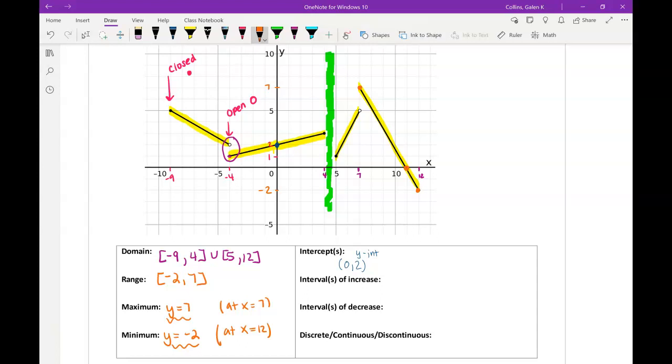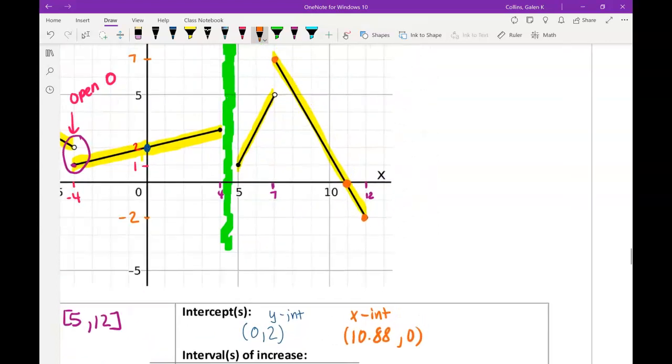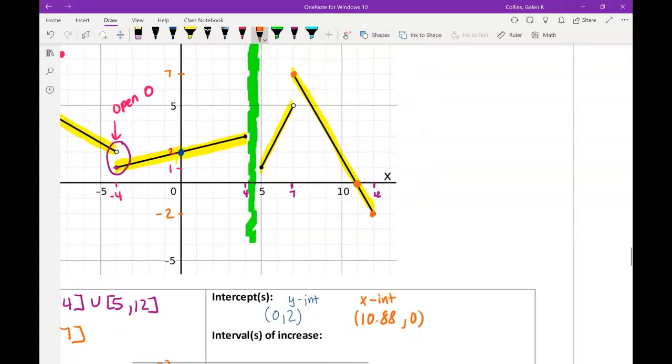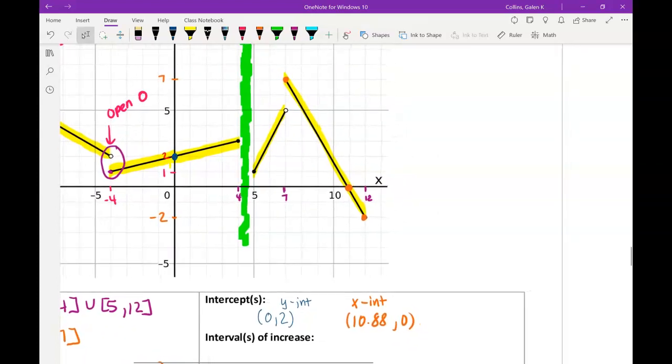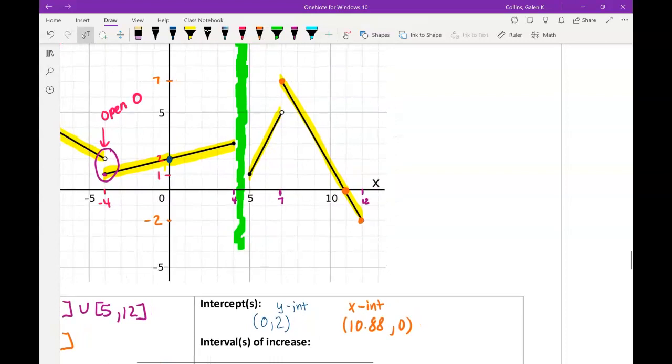Now, I really don't want to get into this in this particular video because it will take a very long time. But I'm going to tell you that this x-intercept really occurs at about (10.88, 0). And if you're like, hey, that looks like 11 to me, I know it looks like 11. It's not 11. And if you're wondering where I got 10.88 from, I'll just show you quickly. I'm not going to do all the math. I don't need you to do it all for this example or this homework problem.